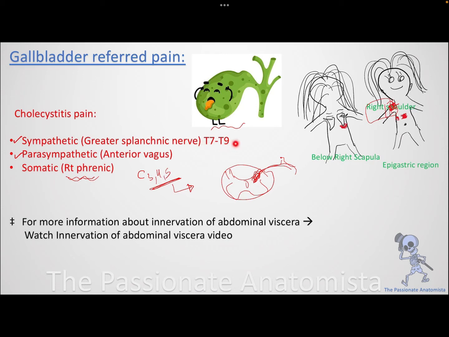Below the right scapula, because this is the same as the dermatomes of my somatic nerves, T7 and T9. It's basically here. That's why when the pain comes from the sympathetic nerves, it comes all the way to these spinal cord segments. These segments are also receiving somatic innervation from T7 to T9 of that region. Here is basically T7 and T9. So that's why I get this kind of pain here, and also in the epigastric region.